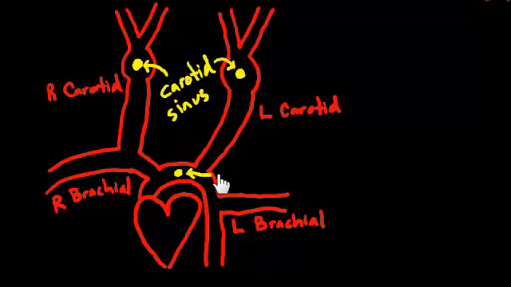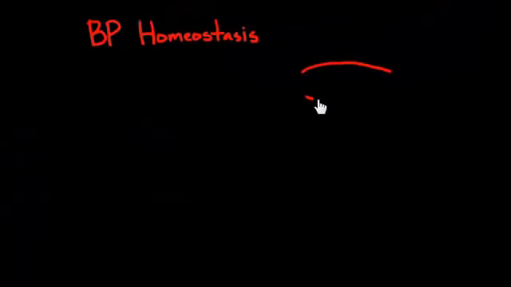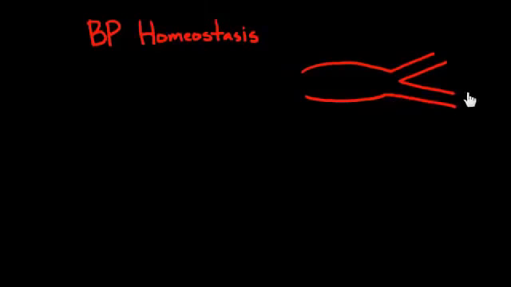Another spot I'm going to talk about in this video is the aortic arch, which is right there. So these three spots, the two carotid sinuses and the aortic arch, are really interesting, and they're very important for learning about how our body is able to create balance in our blood pressure.